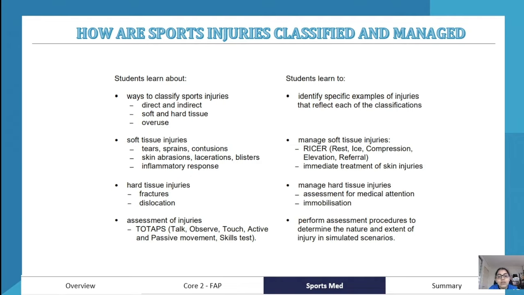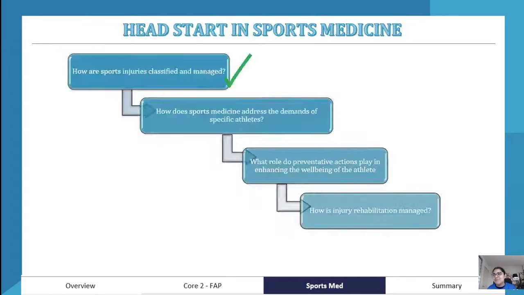But if they've already failed the active and passive movement, then you wouldn't proceed to the skills test. So this is where you can get questions like, "This has happened to a player, what would you do?" Those are the simulated scenarios that you then need to apply this understanding to. Okay, wonderful. So that brings us to the end of how a sports injury is classified and managed.